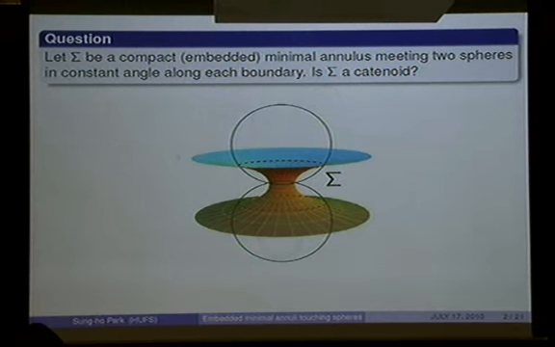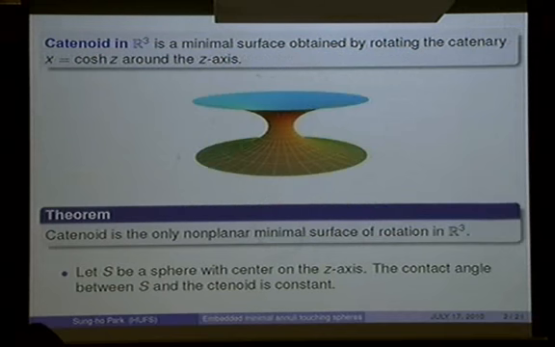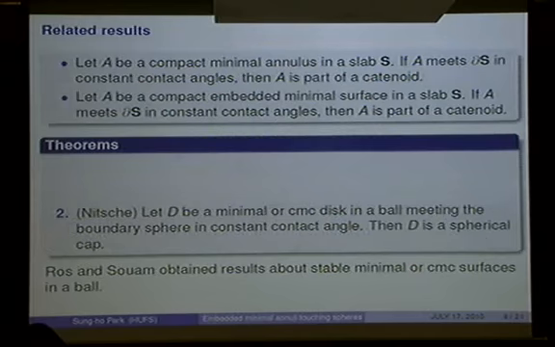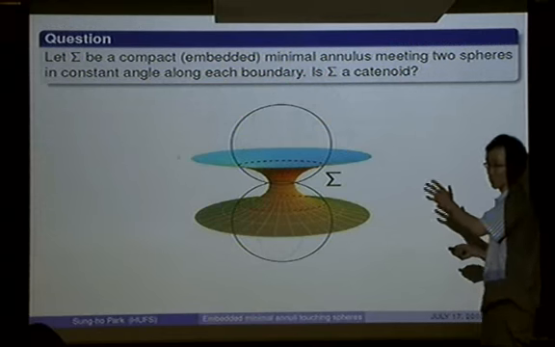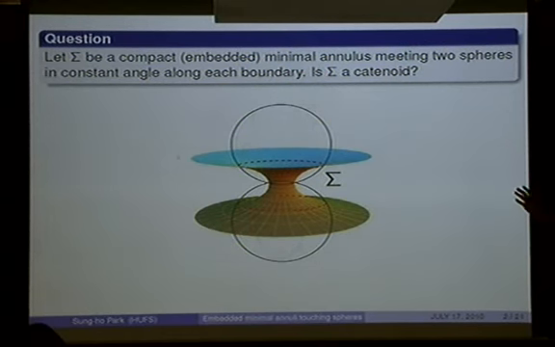Can the two spheres be disjoint? Yes. And in this picture, the spheres look like they have the same radius, but they may have different radii.